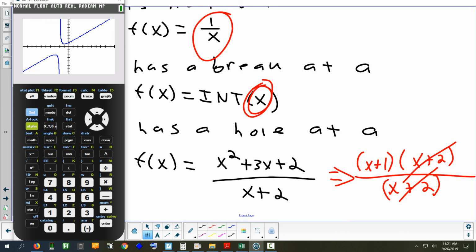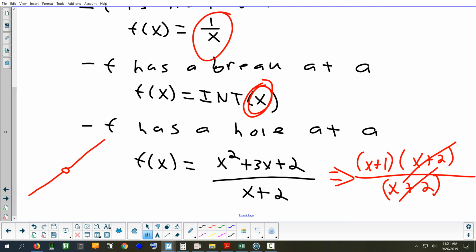Right? When you have common factors in the top and in the bottom, that's when you get a hole. Okay? Common factor in the top and in the bottom. So really, you can only tell you have a hole if you can factor it. It's the only way to tell. Any questions on those three things? Vertical asymptotes, breaks, holes. Okay, and those are all examples of discontinuities.